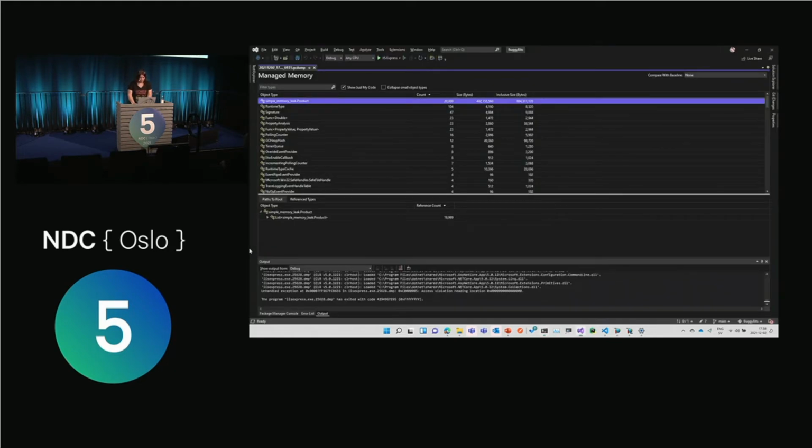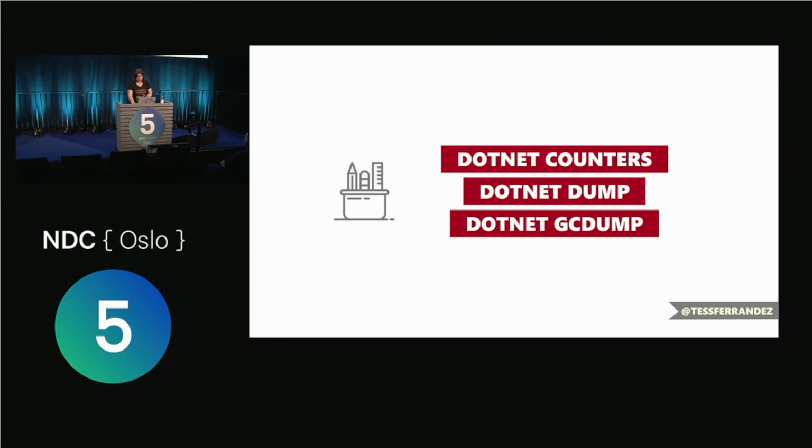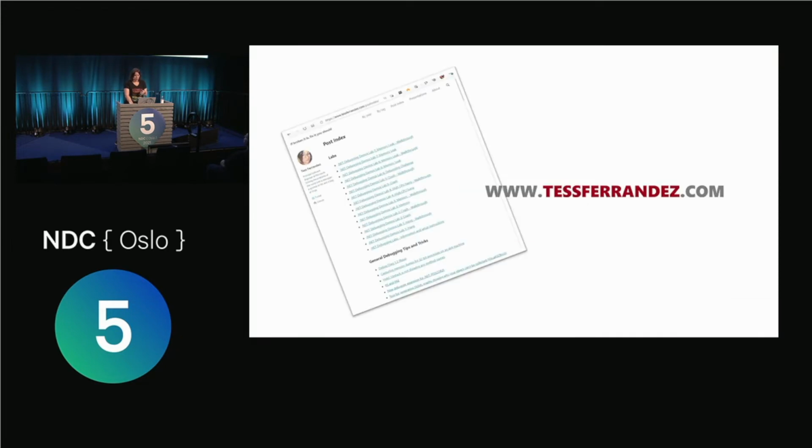So we've used .NET counters, .NET dump, and .NET GC dump. These are all tools that are easy to install, both locally and if you're running on a server somewhere. If you want to do this at home, you can go to my blog, www.tessferrandez.com. There are a lot of labs. A lot of what I'm talking about here is in labs, so you can actually run them and try out all these commands, and understand what the commands and the output mean.